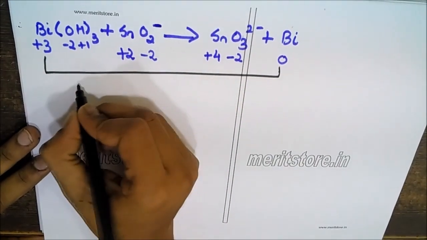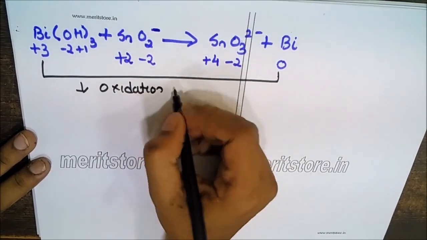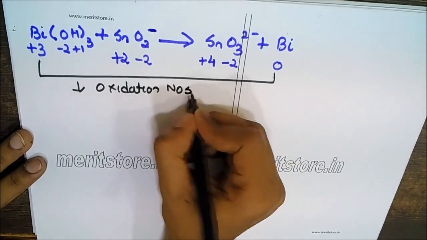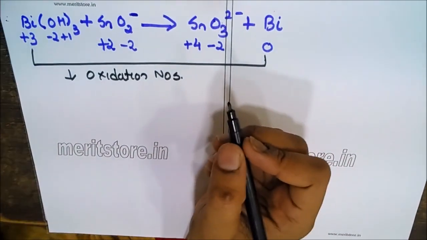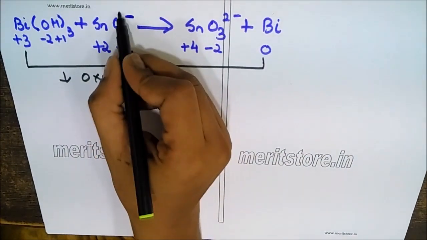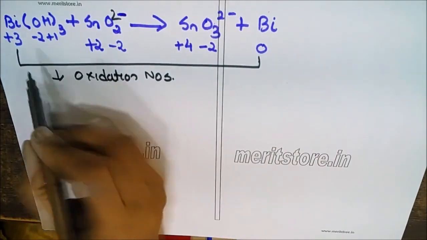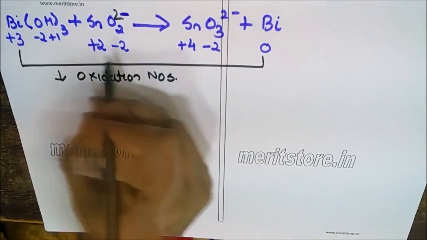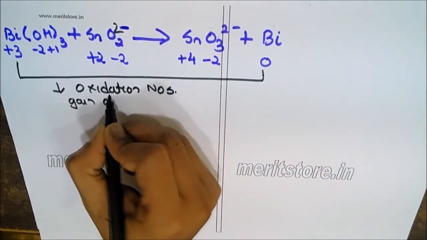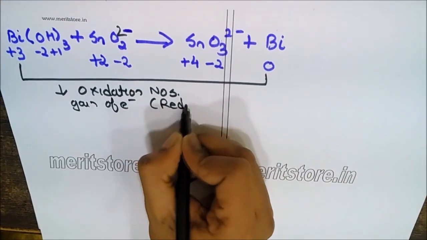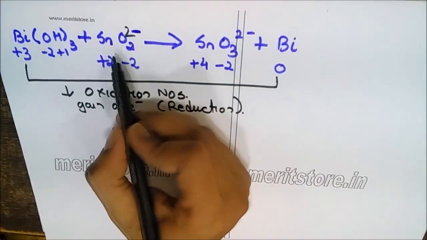What is happening to Bi is there is a decrease in oxidation number. Okay, now decrease in, here in the question only this was 2 minus, so this is decrease in oxidation number. Decrease in oxidation number is from plus 3 to 0. Okay, decrease in oxidation number, there is gain of electrons, which means what has occurred? Reduction. Now let's look at Sn.